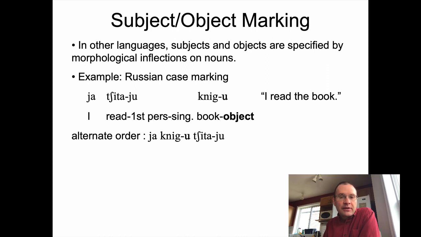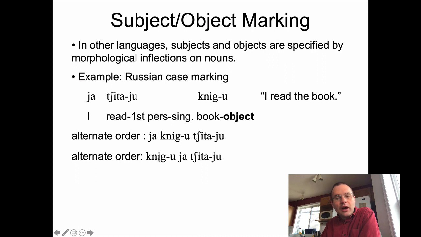So you can just switch around the order of the words because you can figure out what every element of the sentence is doing based on these endings. So you can say "ya knigu chitayu," which means I the book read, or I read the book. Knigu ya chitayu, say if you wanted to emphasize the book in this particular utterance. It just means the same thing. The word order doesn't matter.